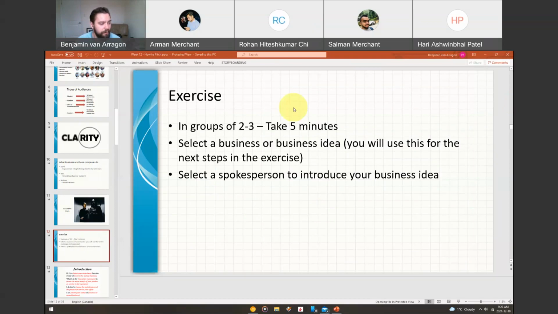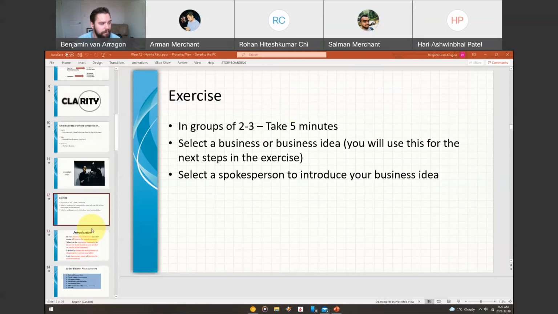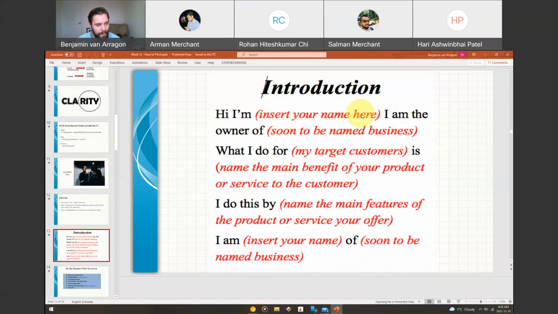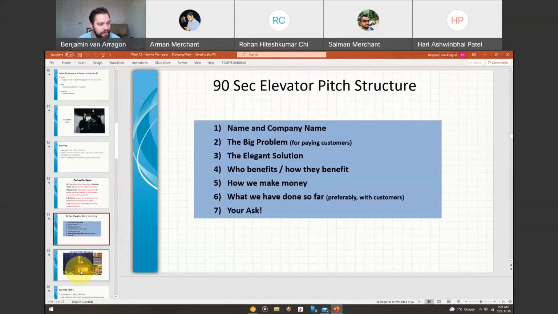The exercise is, you're going to take 5 minutes and take a business idea. And then you're going to make this pitch. So you're going to say, hi, insert your name here, I am the owner of, and then you insert your business. What I do for my target customers and the main benefit of your product. I do this by, or how you do it, and then I am the so-and-so of this business. So 90 seconds, you're going to say these things, and then we're going to practice doing these pitches.